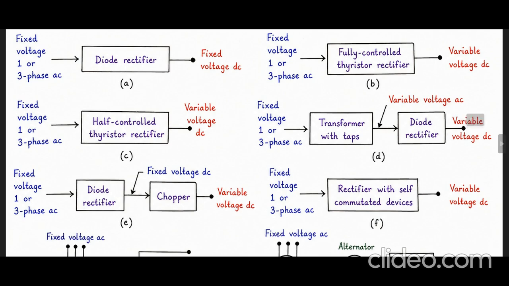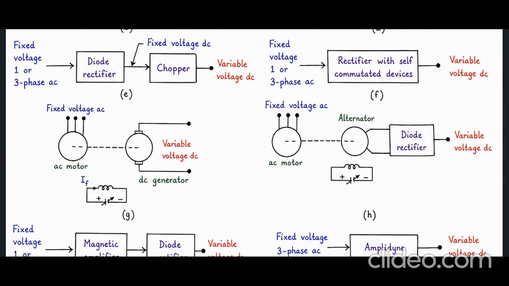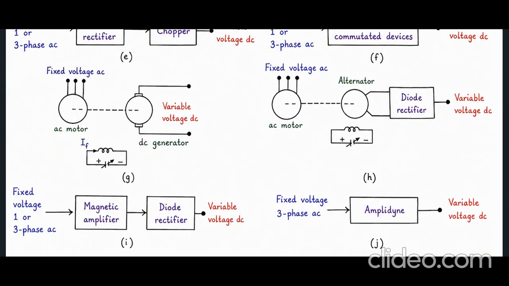A diode rectifier followed by a chopper is another popular approach. Here, the rectifier produces a fixed DC voltage and the chopper varies it electronically. Modern high performance drives use self-commutated devices like IGBTs and MOSFETs. They provide better efficiency and fast control. Before power electronics became popular, motor generator sets, magnetic amplifiers, and amplidynes were used. Although these methods are rarely used today, they are important from a historical point of view.